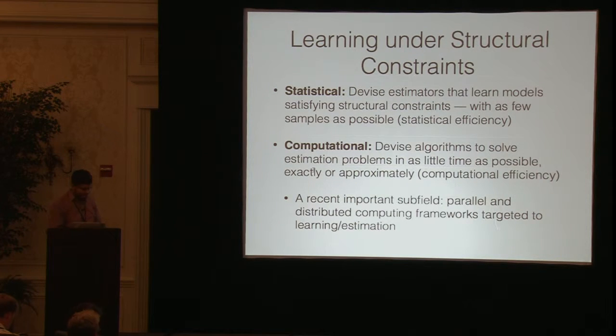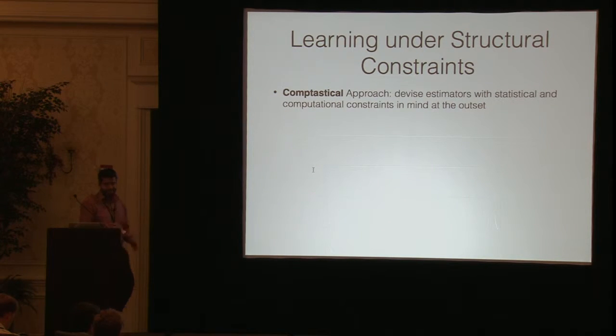Okay? And what I would advocate instead is a comptastical approach. That is the word comptastical. It connotes fantastical, so automatically it gets good connotations. Here, what I mean by comptastical is that you keep the computational and statistical constraints in mind right at the outset. Okay? And then you devise estimators to learn statistical models from data.